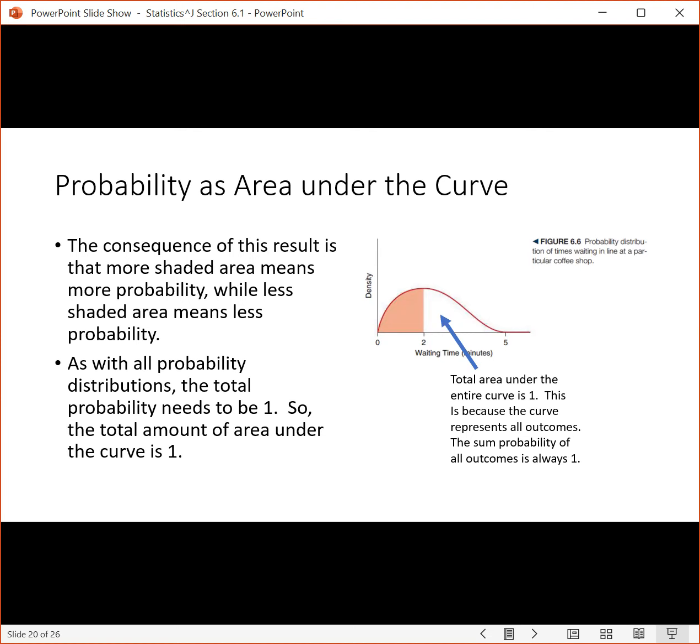As with all probability distributions, the total probability needs to be 1. So the total amount of area under the curve is 1. So if we went through and found the probability of waiting between 0 and 5 minutes that's represented in this image, that's going to be 1. That's going to be the total of all the different possibilities.